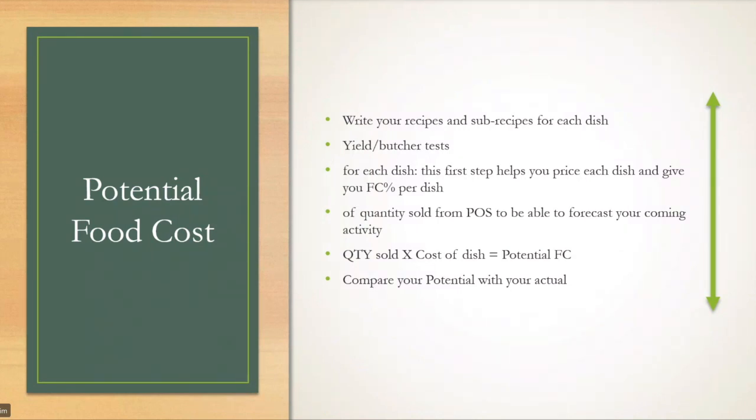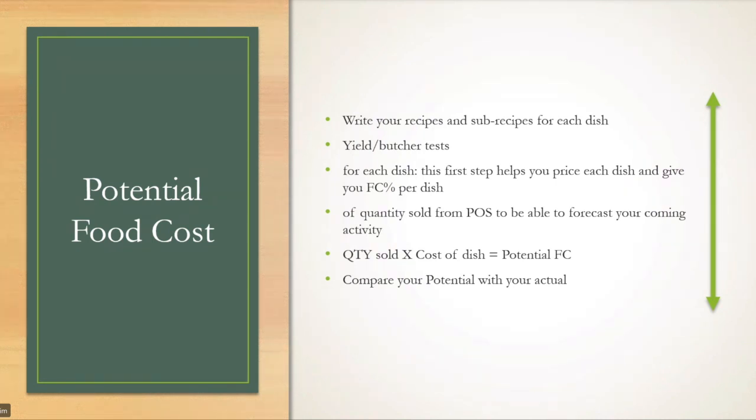And for a dish, it helps to price each dish and give your food cost percentage per dish. This is important just so you also know how high the markup is, etc. And the quantity sold times the cost of dish is the potential food cost, basically. This is what you have, and then of course this depends on, again, seasonality and your stock, etc.